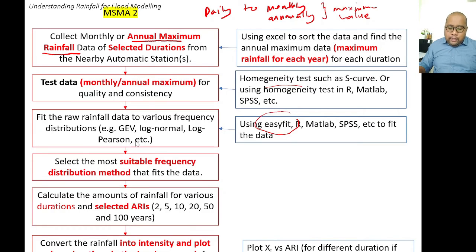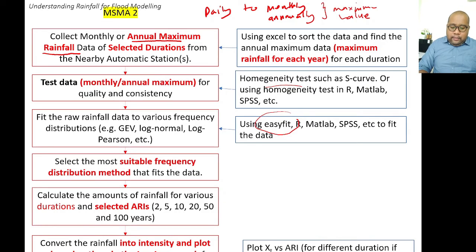Okay, after you test, you obtain the most suitable frequency distribution. So you can calculate for the various durations and also for selected ARI. Normally the ARI is 2, 5, 10, 20, 50 up to 100 years. It depends on the objective of your study. If you want to estimate the return period up to 10,000 years, for example, you can do that.